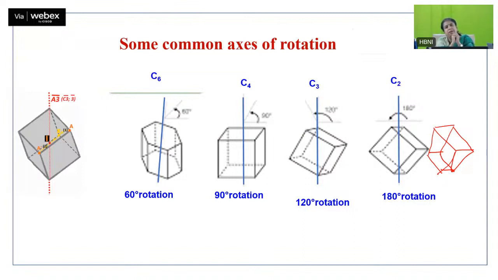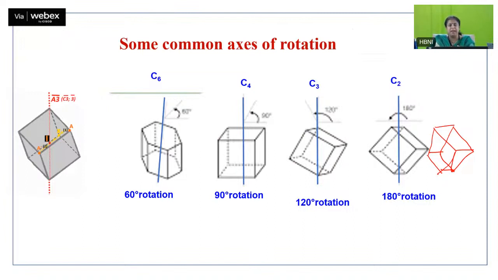So how do we define the number, that subscript? It is 360 degrees divided by the angle of rotation. Similarly, your C4 axis, in that cube, passes through a pair of opposite faces. You can very well imagine that if you rotate it by 90 degrees, you will get a similar configuration. For getting an identical one, you have to rotate it 4 times, because 4 times 90 degrees makes 360 degrees. Similarly, we have C6 in a hexagonal 3D structure, and a C2 axis.